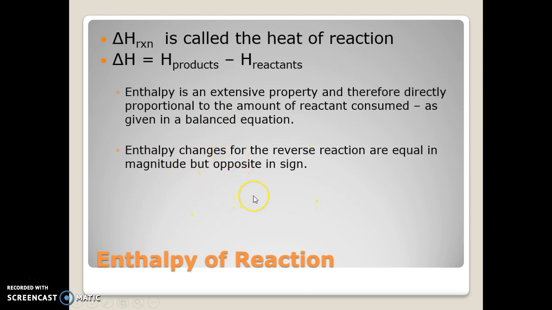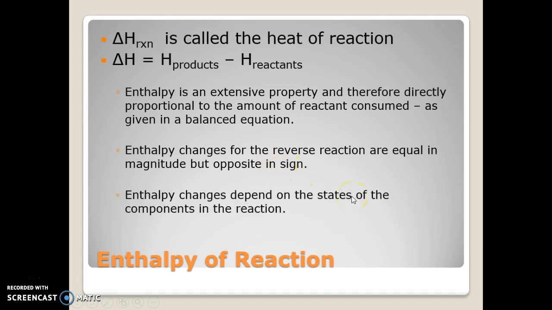Also remember that energy changes can be reversible. The forward reaction requires energy. The reverse reaction will release the same amount of energy, but it's being released, so opposite sign. And enthalpy depends on the states of the components.